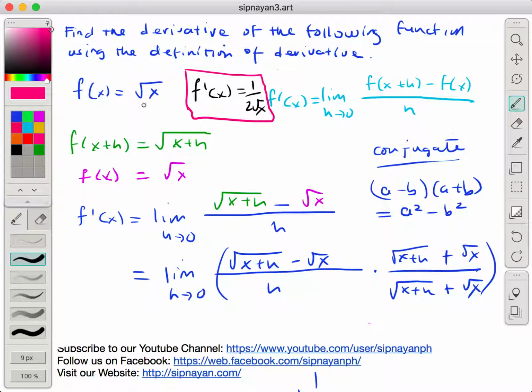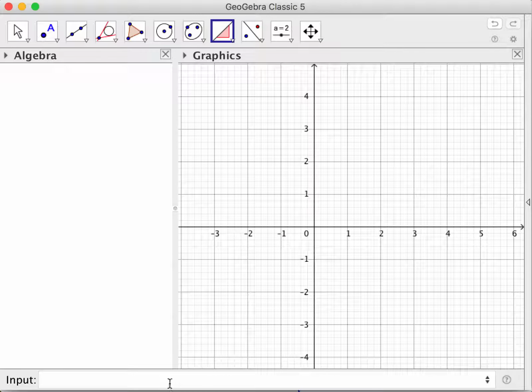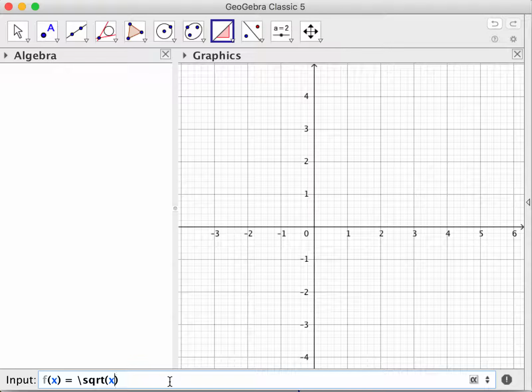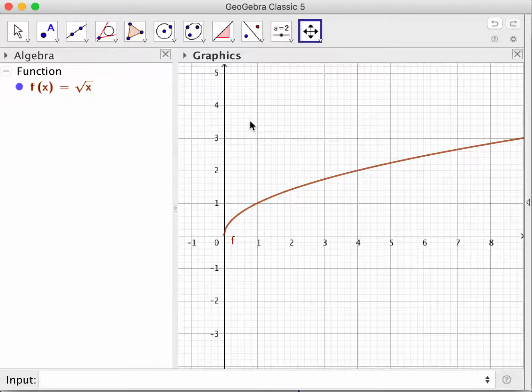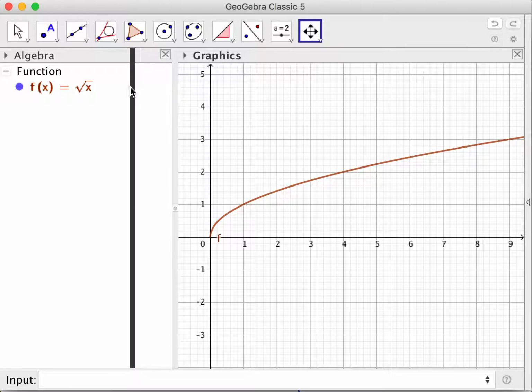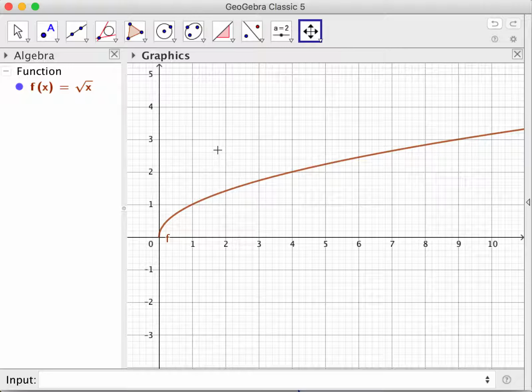F of x equals square root of x. So, lagay natin dito, square root of x. So, ito na yung function natin, no? And, paano kung gusto ko malaman yung slope ng function at x equals 1? So, dito yan, di ba?